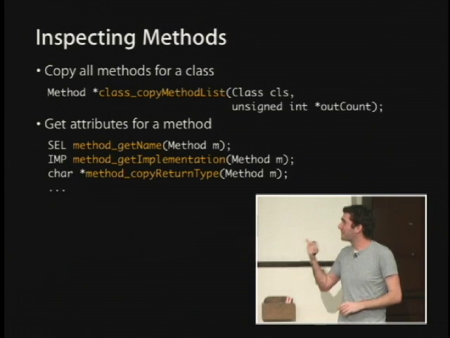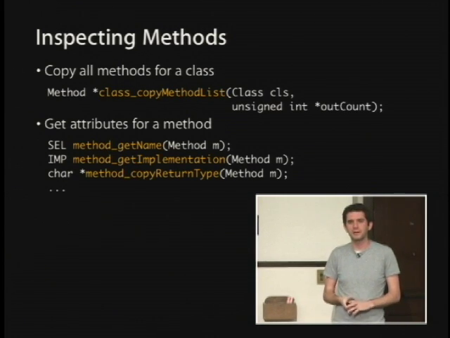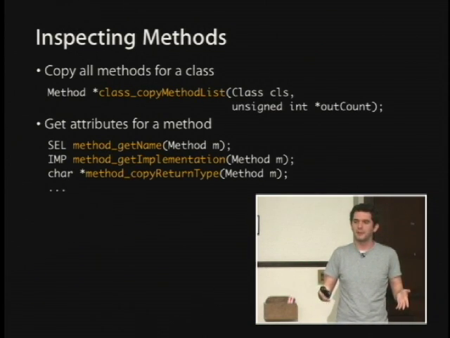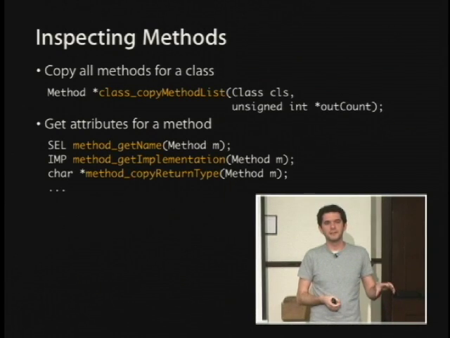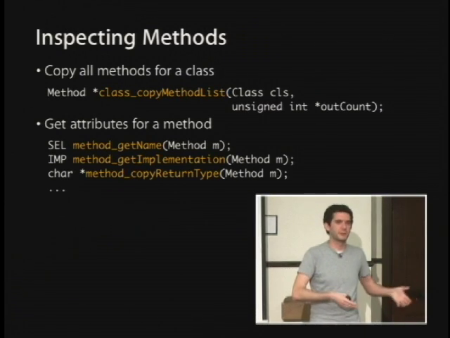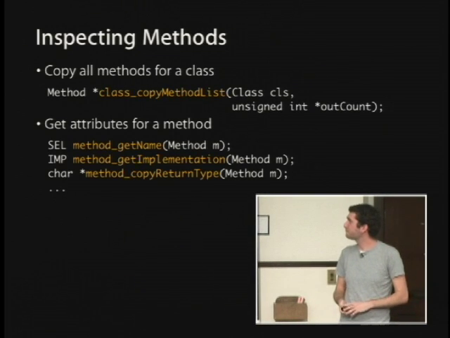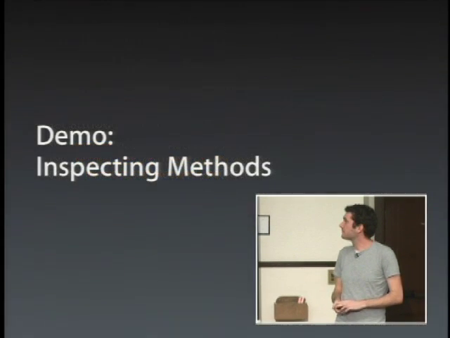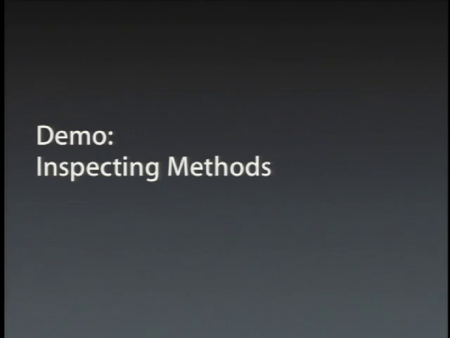You can also call method copy return type, which returns basically a character string that defines the type that a particular method returns. And we'll see that in a header in a second. It's basically defined so that one character represents a particular return type, and we can take a look at that. Actually, let's get right into it.